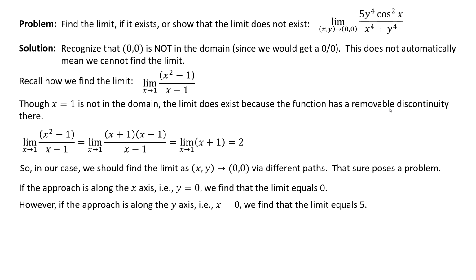What is it that you guys do? Poof. Right? The limit as x and y approach 0, 0 along the x-axis, we get a limit of 0. But approaching along the y-axis, we get a different limit, 5. Guess what? Because of that, we have to say the limit does not exist. But don't tell me, oh, limit does not exist because you get 0 over 0. No. It is because if we let x, y approach 0, 0 from different paths, we get different values of limits.